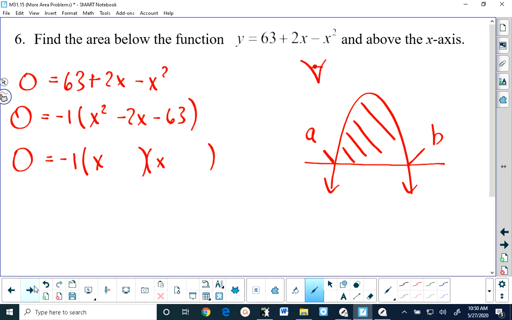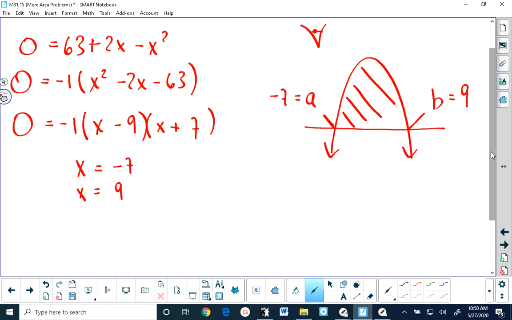I'm looking for two numbers that multiply to give -63 and add to give -2. That would be 9 and 7. Well, -9 and 7. Which means x is equal to -7 and x is equal to 9, which tells us a is -7 and b is 9, and now we can answer the question. It will be the integral from -7 to 9 of 63 plus 2x minus x squared dx.